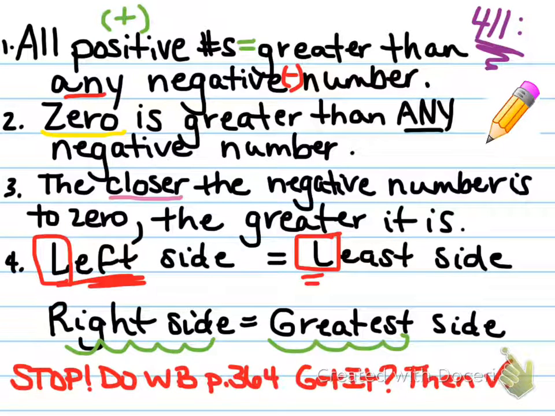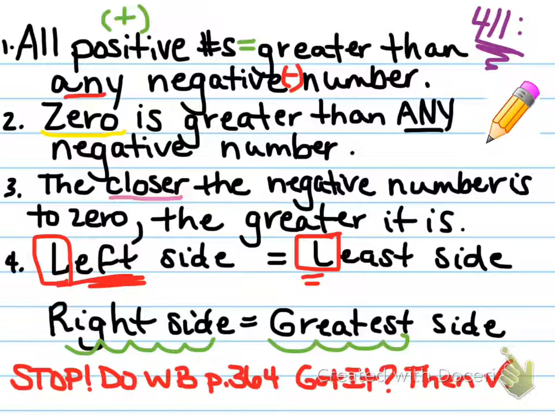Alright, you must have your pencil out and either write this down on notebook paper, in your math notebook, or you may use the work zone area of your workbook to write these notes. But here's the quick 411 on comparing and ordering integers. Number 1, all positive numbers are greater than any negative number. So if you see a positive sign versus a negative sign, positives always win. Number 2, 0 is greater than any negative number. Again, 0 versus negatives, zeros win.